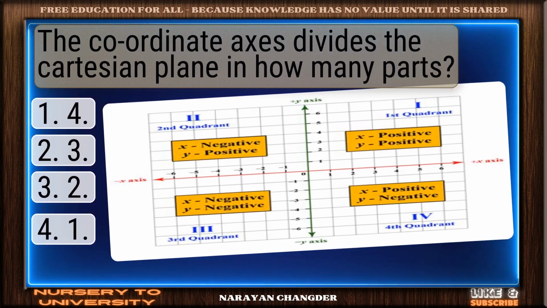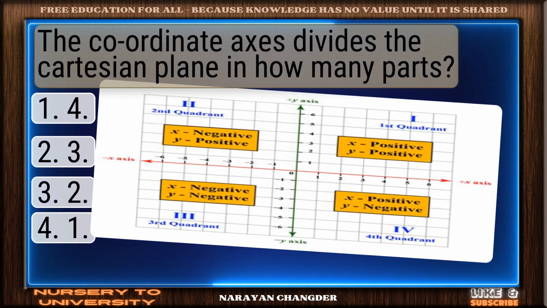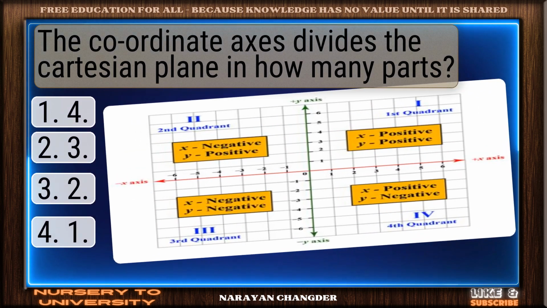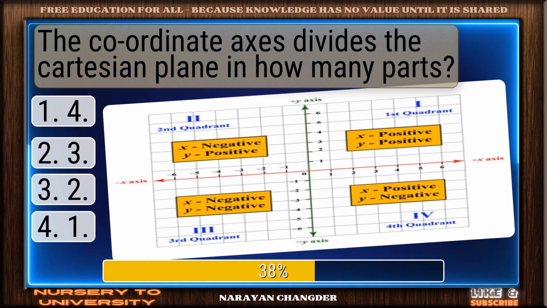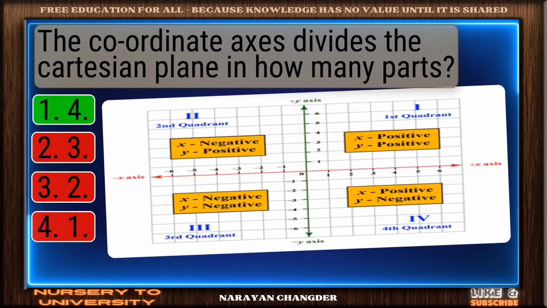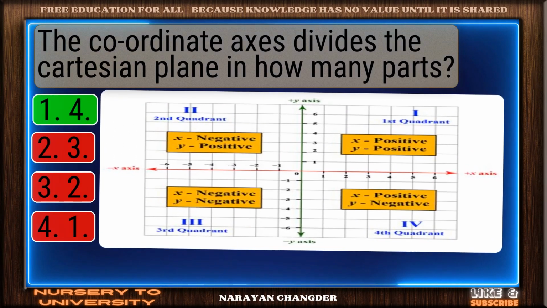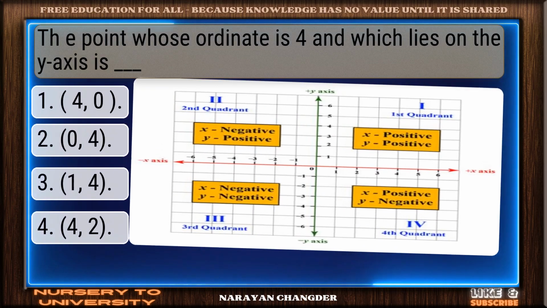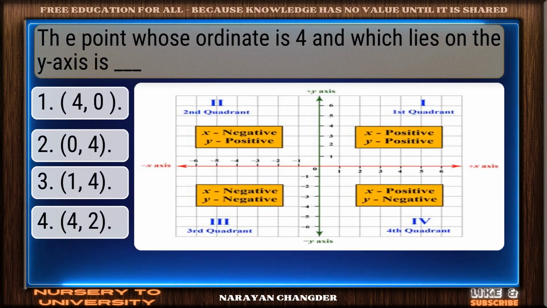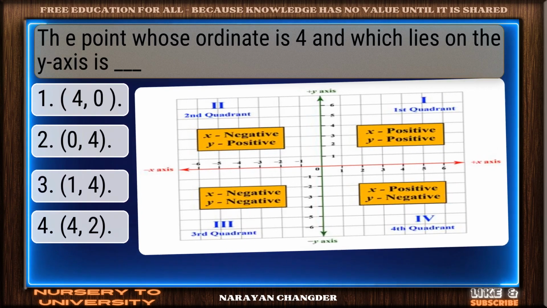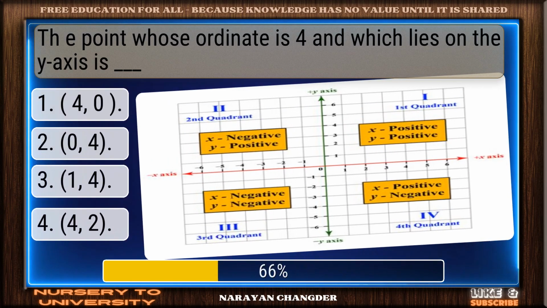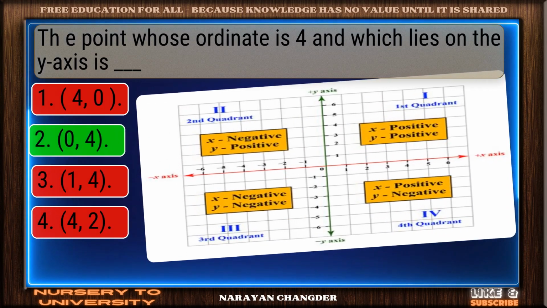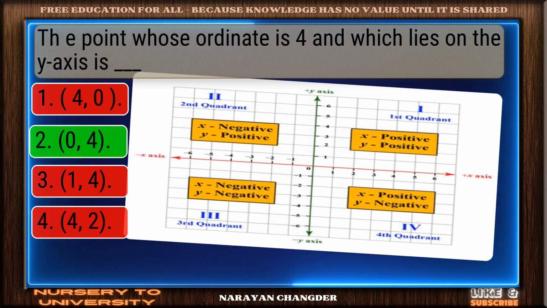Question number 88. The coordinate axis divides the Cartesian plane in how many parts? You got it. Your choice 4 is right. Question number 89. The point whose ordinate is 4 and which lies on the y-axis is dash. Correct is the right answer.